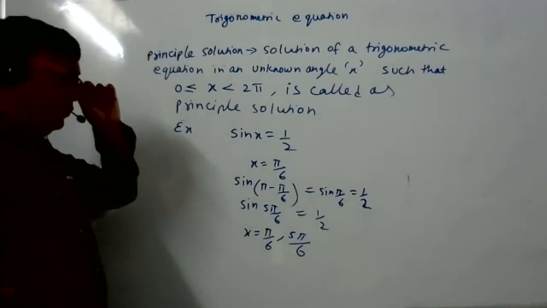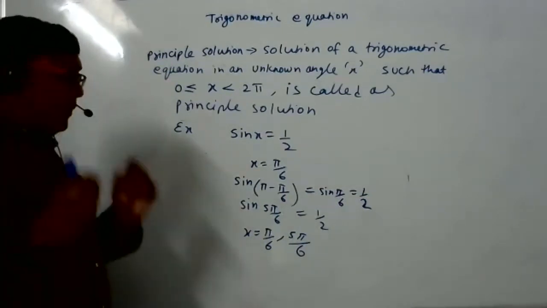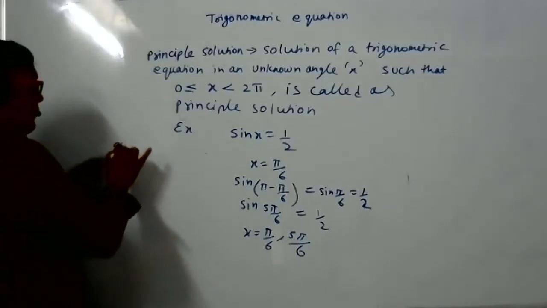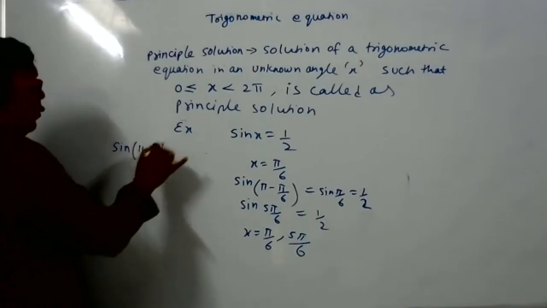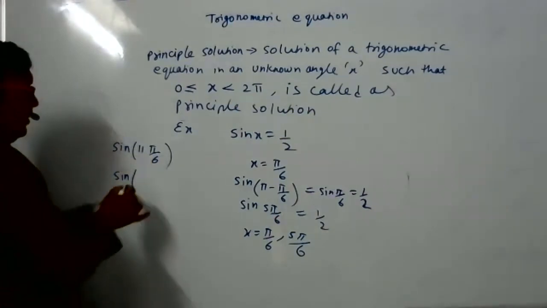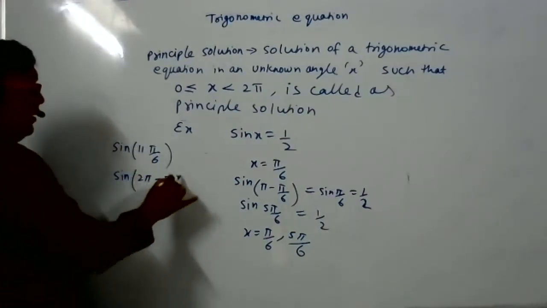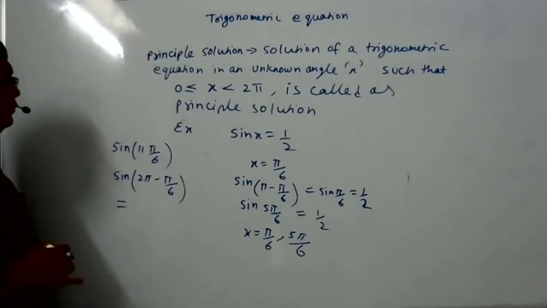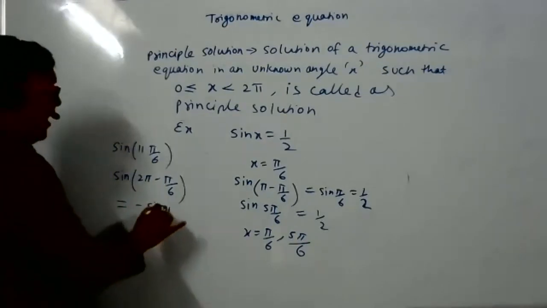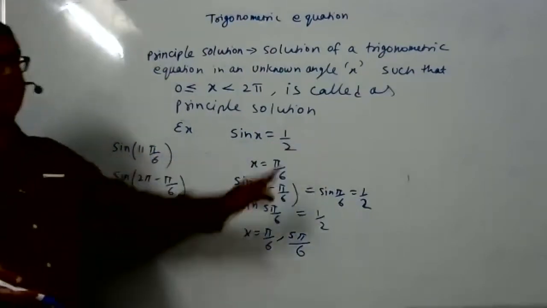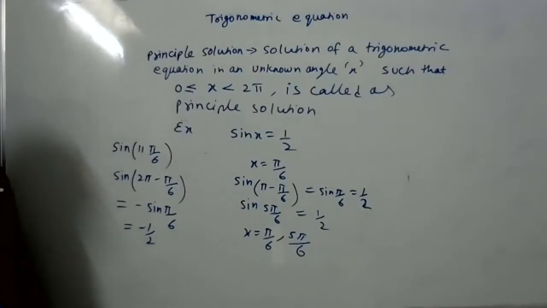Sir, it can even be 11 pi by 6, right? 11 pi by 6, it is wrong. I will tell you why it is wrong. Suppose I find sine of 11 pi by 6. What is the value? How to write it, students? 11 pi by 6 is 2 pi minus pi by 6. Sine of 2 pi minus theta, how much? It will be minus sine. Minus sine pi by 6 is minus 1 by 2. I am not interested in minus 1 by 2, I want 1 by 2. So obviously 11 pi by 6 is wrong. If they ask for minus 1 by 2, that time 11 pi by 6 is correct.